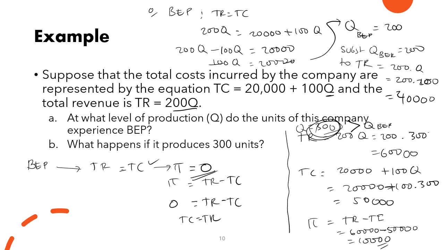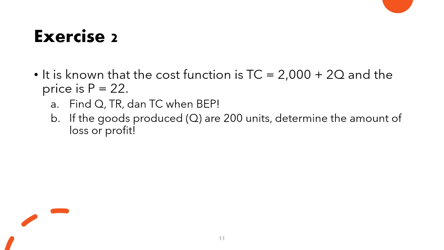Okay. So for the next exercise, it is known that the cost function is TC equal with 2000 plus 2Q, and the price is 22. Find the quantity, total revenue, and total cost when break-even point happens. And secondly, if the goods produced are 200 units, determine the amount of loss or profit.